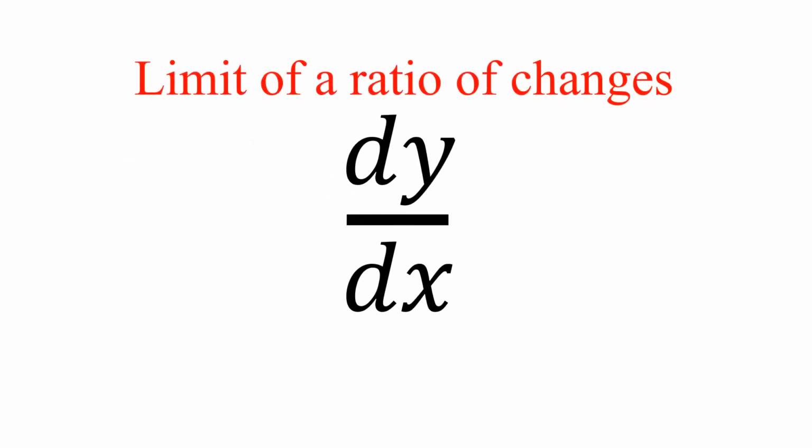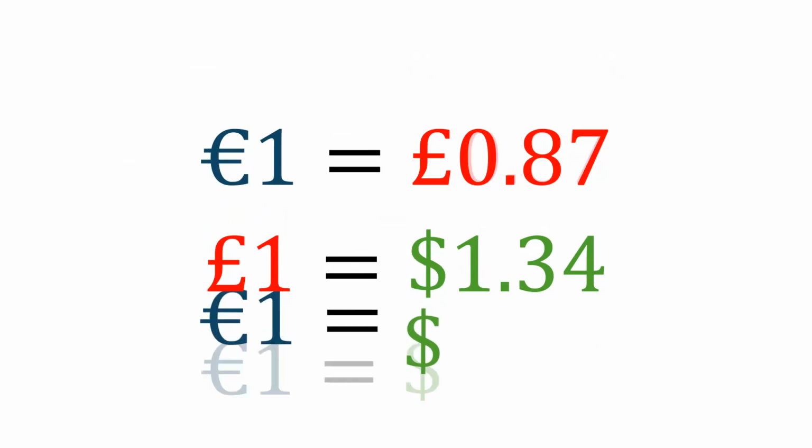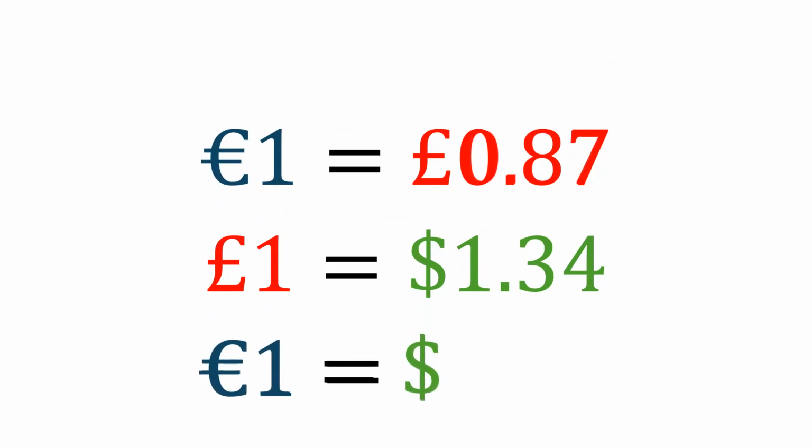Remember, it's a limit of ratio of changes. And you might know that ratio composes. If you don't know what that means, just imagine you're trying to go to Europe, for example. You might want to know how much €1 is worth in American dollars. But you only know how much a euro is worth in pound sterling, and then pound sterling to the American dollar. How would you find the value of euro to the American dollar?